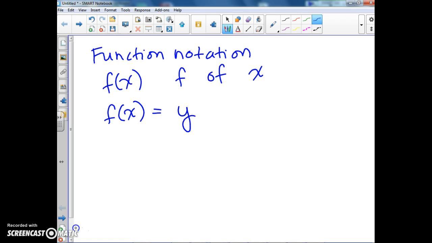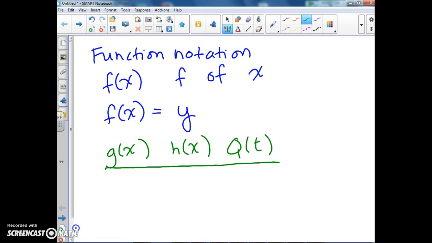When we have a y equals mx plus b equation, you could also have f of x equals mx plus b. Some other names that are commonly used are d of x, h of x, and you may even see things like q of t. T usually stands for some sort of time. It could be hours, it could be years. But all of these are just function notation.